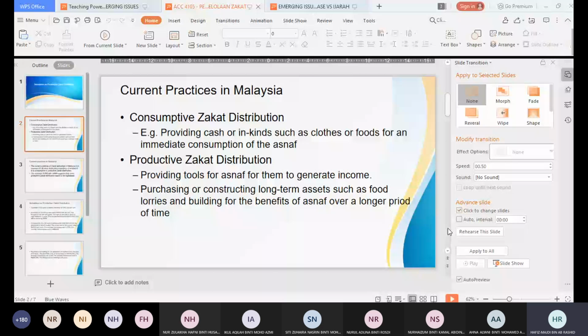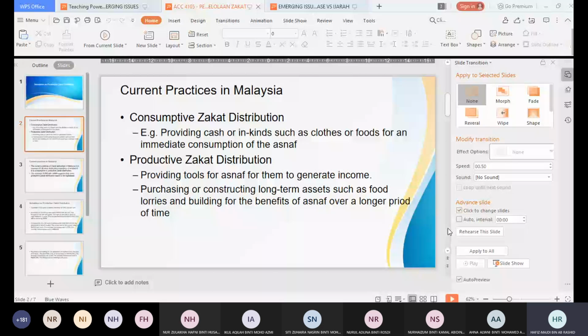Okay, this is what we call productive. So providing a tool for asnaf to generate income will fall under productive zakat distribution, because you want the asnaf to be actively involved in generating their own income. Another means of productive zakat distribution is when zakat authorities construct or purchase, for example, certain long-term assets. These long-term assets, constructed or purchased by zakat authorities, basically provide benefit over a longer period of time.